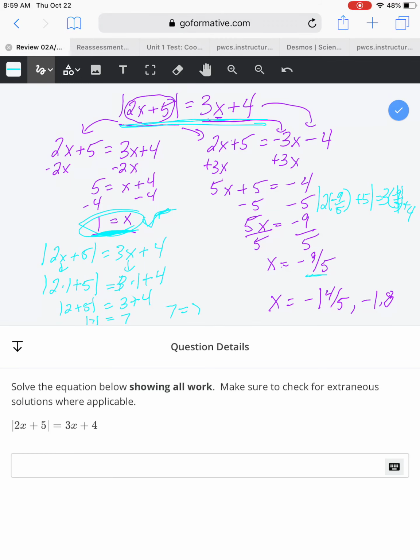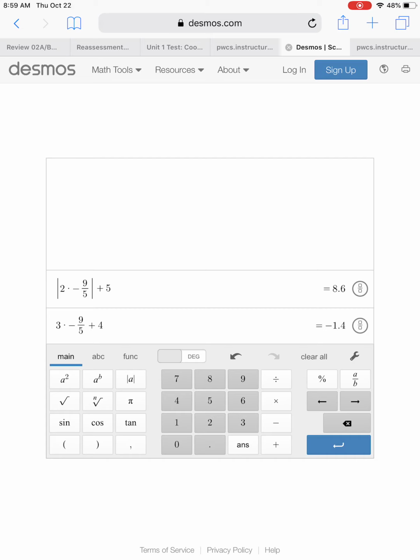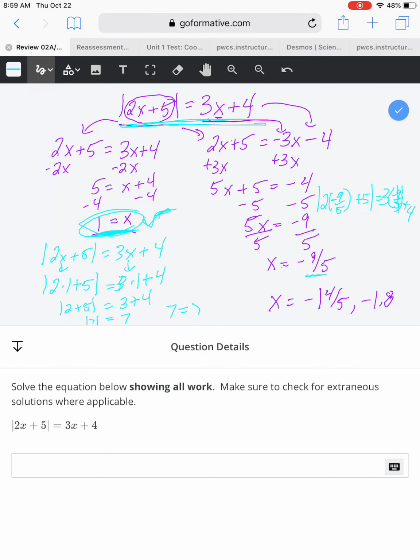And so if I was asking you to do this on a test, and I was asking for the check, just put those numbers in. So 8.6 and negative 1.4. You know that those are not equal, so this right here is not a solution. This is what we call an extraneous solution. It's extra. When we solve, it comes up as a solution, but it's actually not a real solution.